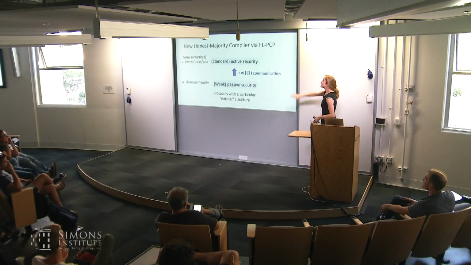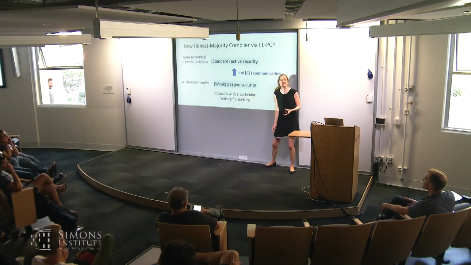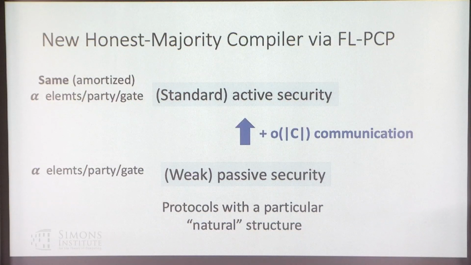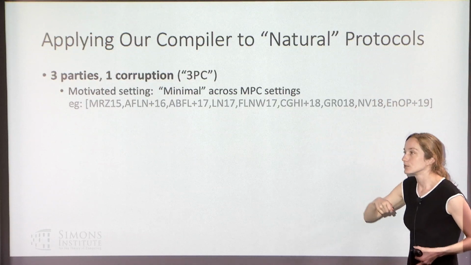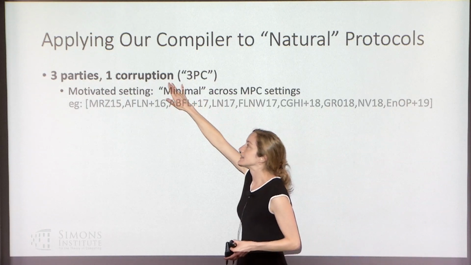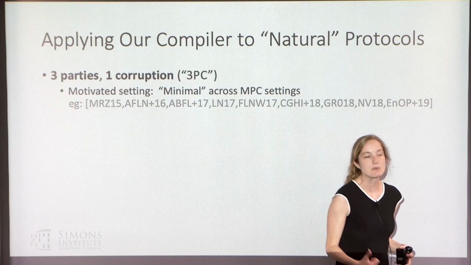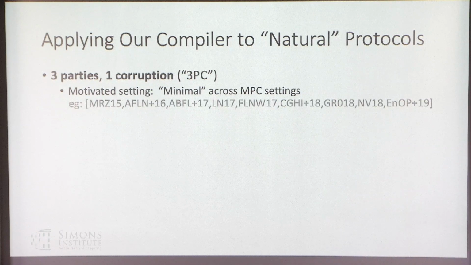Okay, so this is a generic compiler. Of course, how interesting this compiler really is depends a little bit on what this natural structure is. So let's see, applying this compiler to existing protocols, let me tell you about some of the things that we can achieve. One particular setting that's quite motivated, and this is what I'm going to focus most of my time on today, is the setting with 3 parties, 1 corruption.